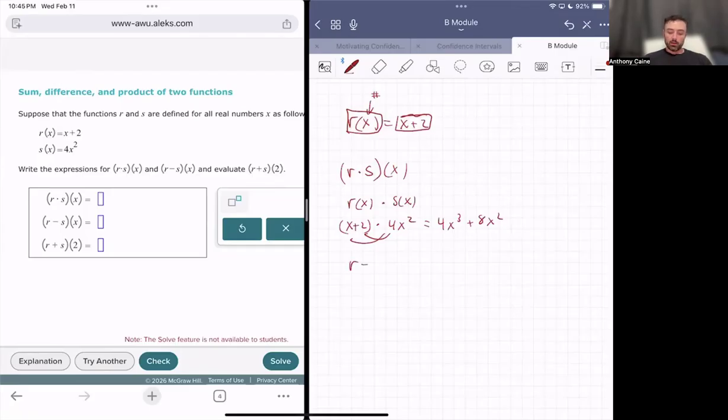Same thing. So like r minus s of x, what that means is r of x minus s of x. So what is that? It's x plus 2 minus 4x squared. You can reorder it, but at the end of the day, this is your answer, right? And then same thing for plus. I could have said plus, minus, plus, minus. It works the same. So that's all that's going on there.